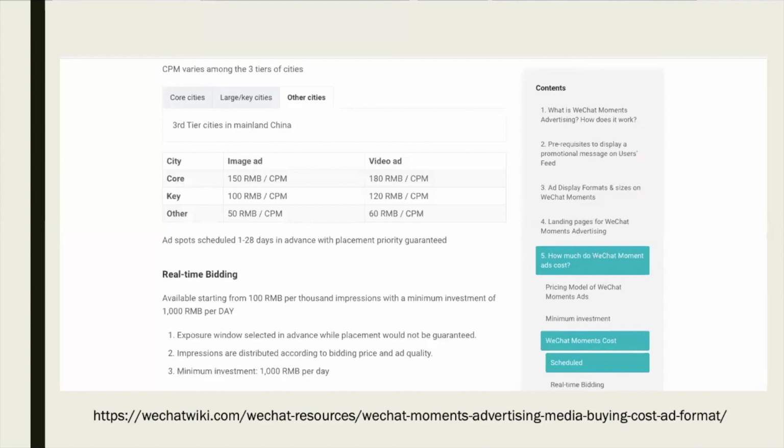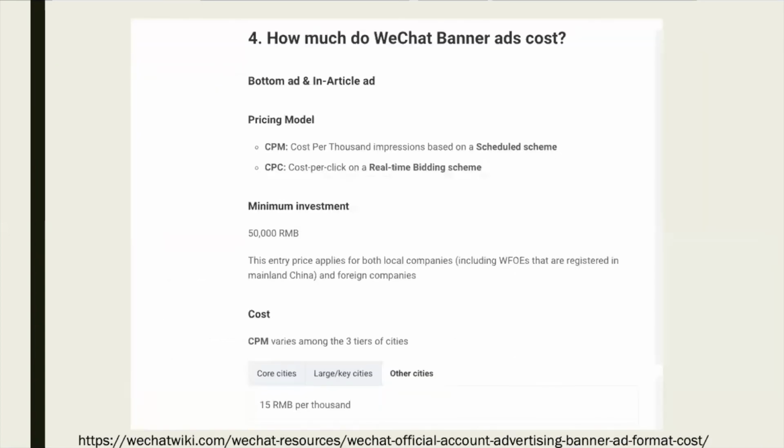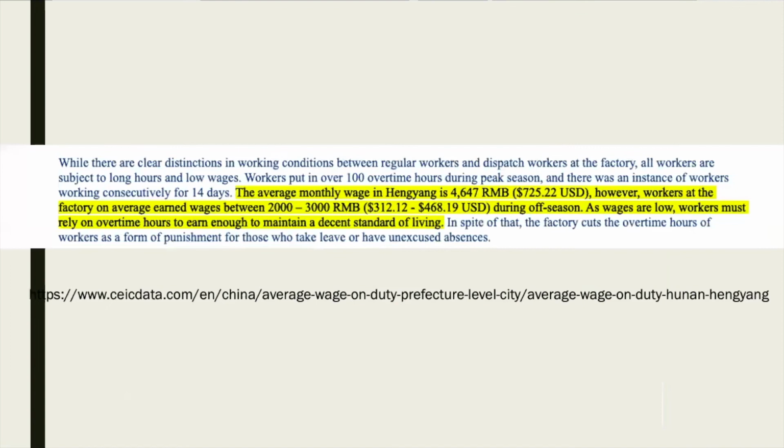And this is from the official WeChat page that shows you how much we have to pay to advertise on third tier city in mainland China, which here is 6 RMB for one CPM. And this is for the WeChat banner ad on WeChat official account. And this shows you the average salary that people can be paid in Hainan. So this is where I get my estimates for my local labor cost.